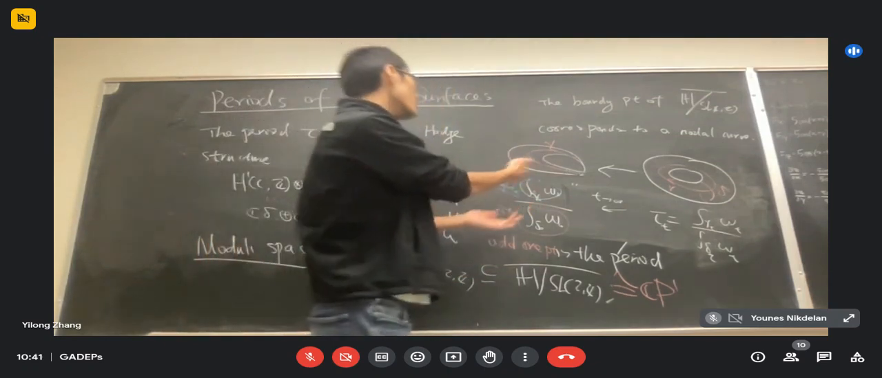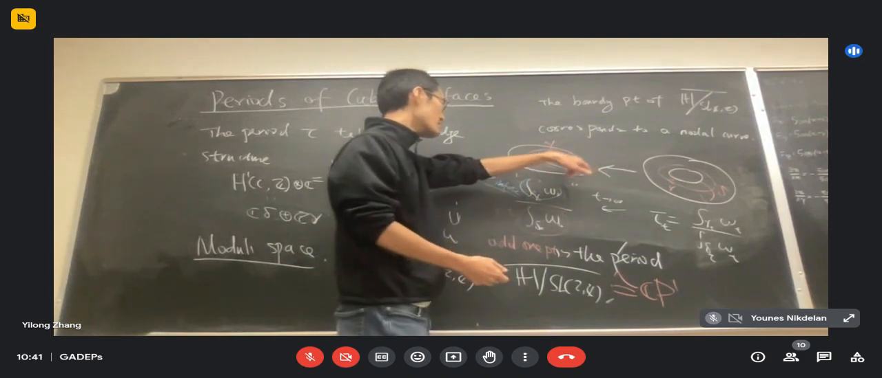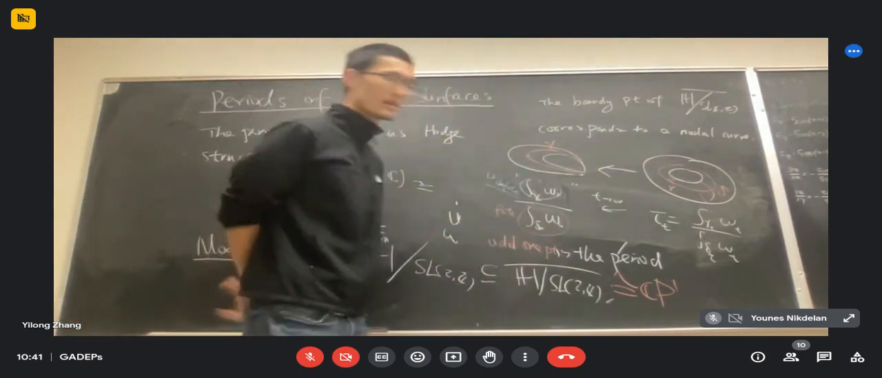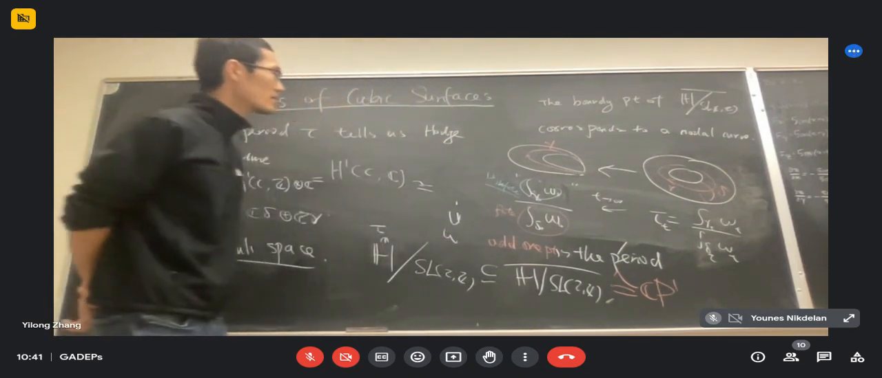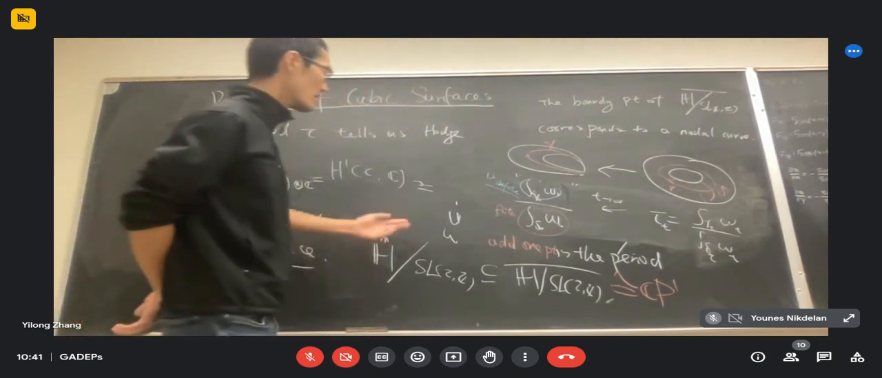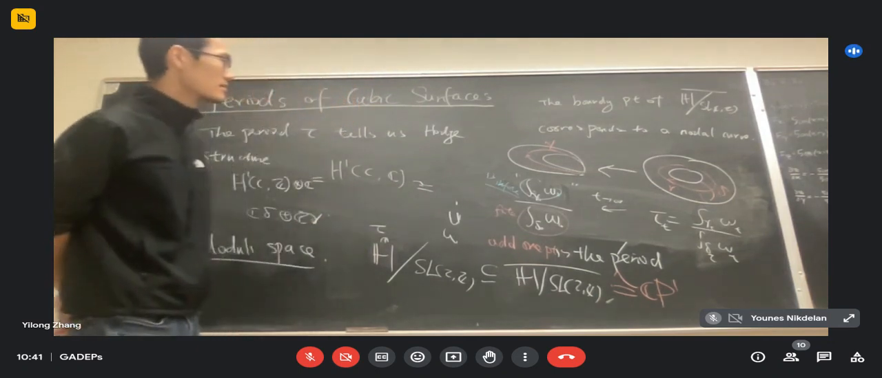So by looking at the period and its monodromy, you can really understand the geometry of this nodal curve and also the degeneration. And this is a classical theory of understanding elliptic curves, and also similar for higher genus curves.